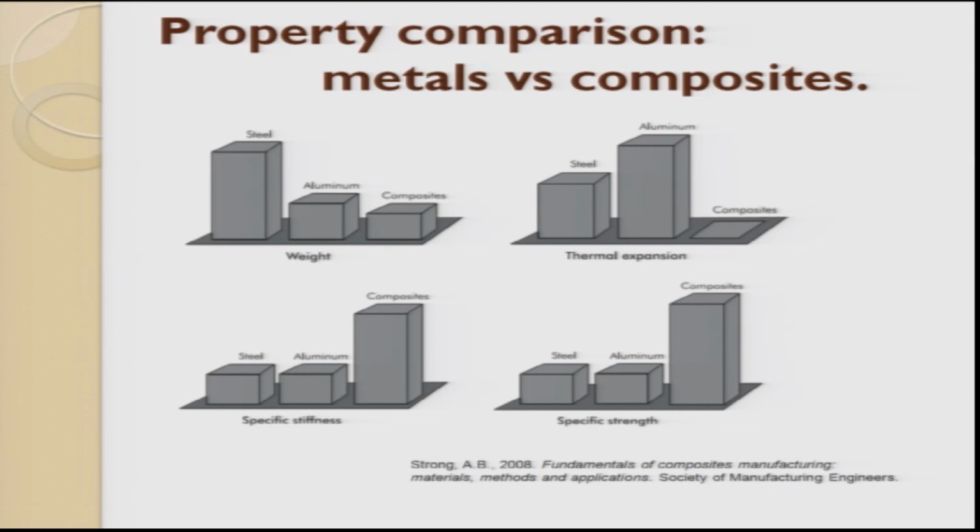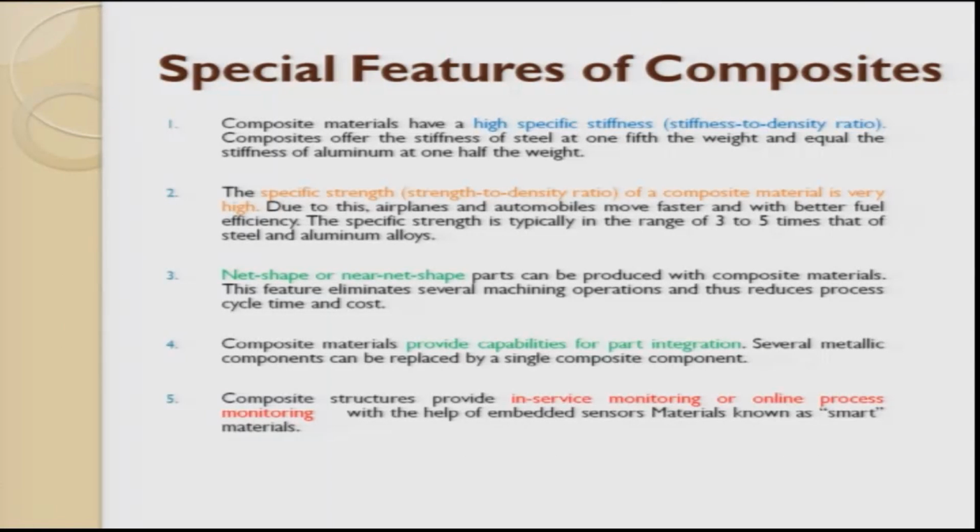With this, let us move further and see what the special features of composites are. Composite materials are materials which have high specific stiffness. What is high specific stiffness? Stiffness to density ratio, so stiffness divided by density. This gives an advantage, and we can see what weight I have to add to get a required stiffness. The next one is with respect to strength.